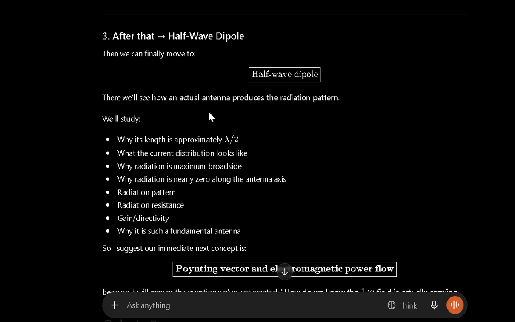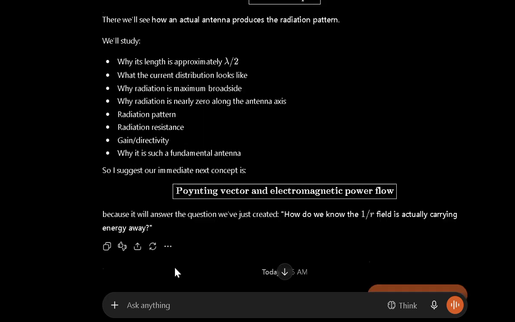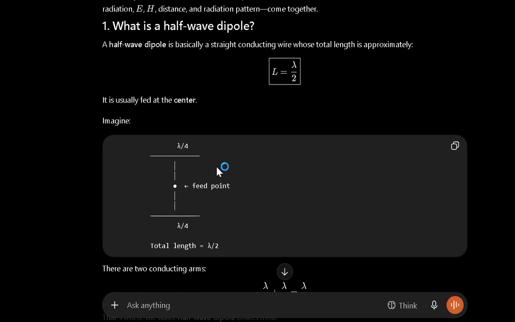There we'll see how an actual antenna produces the radiation pattern. We'll study why its length is approximately lambda by 2, what the current distribution looks like, why radiation is maximum broadside, why radiation is nearly zero along the antenna axis, radiation pattern, radiation resistance, gain, directivity, why it is effective as an antenna. First we are looking at the half-wave dipole.